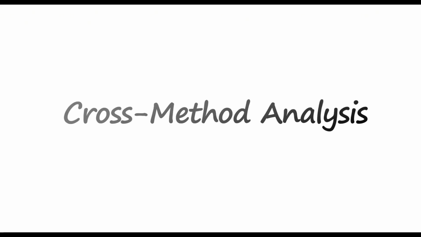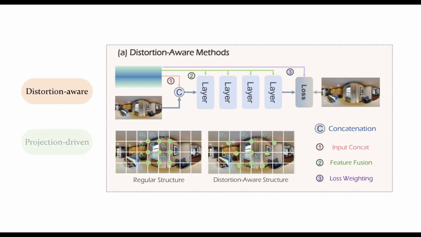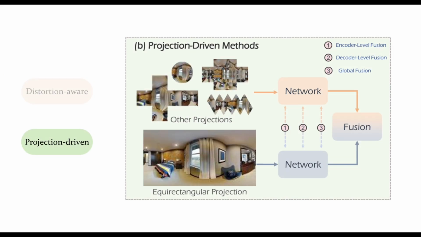To address these gaps, we make a cross-method analysis. This chart systematically summarizes how different methods are applied across panoramic tasks. Among all the approaches, we highlight the 2 common strategies: distortion-aware methods and projection-driven methods. Distortion-aware methods adapt the network directly to ERP distortions through feature design or loss weighting. Projection-driven methods reproject panoramas into alternative views like cubemaps and then fuse the results at different stages of the network.